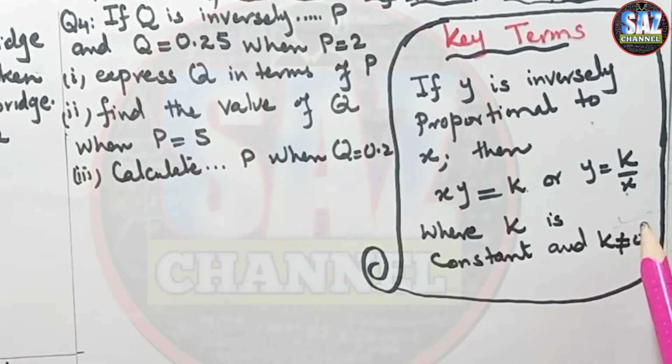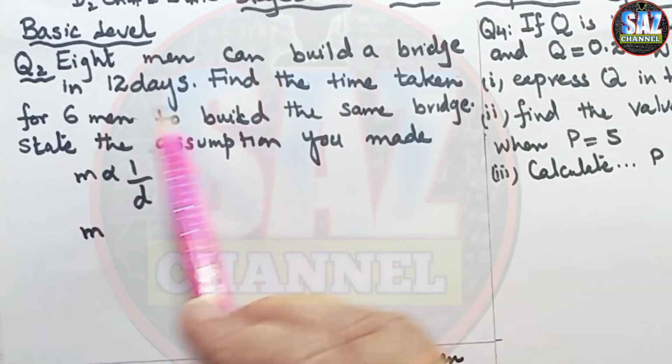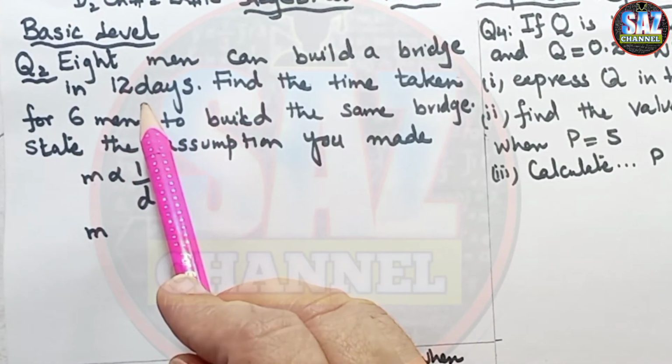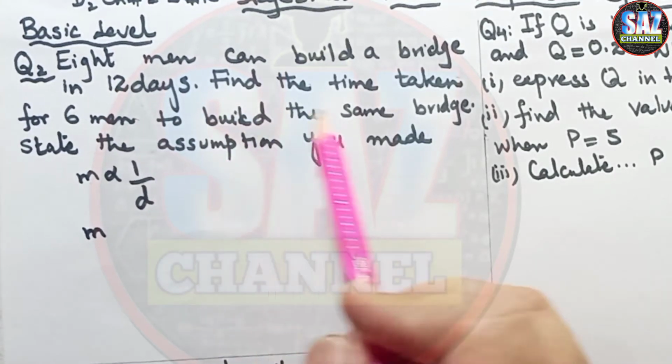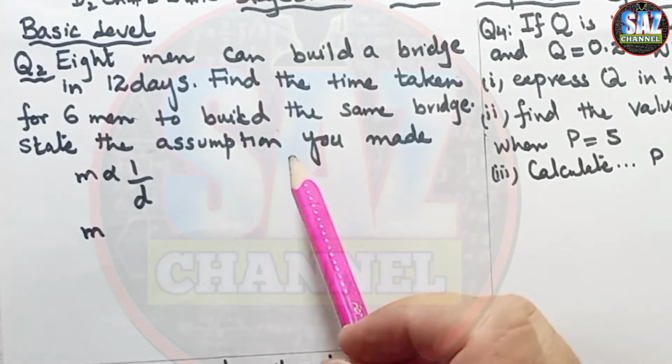Question number 2. Let's read the question first. The question says, 8 men can build a bridge in 12 days. Find the time taken for 6 men to build the same bridge and state the assumption you made.